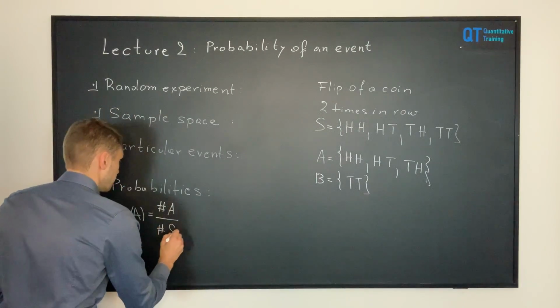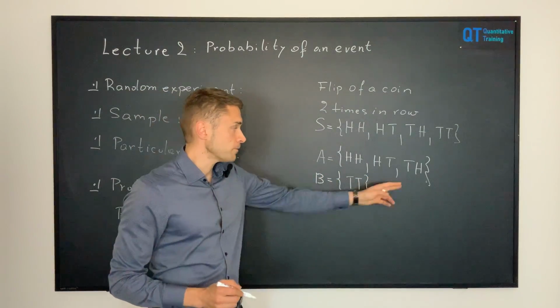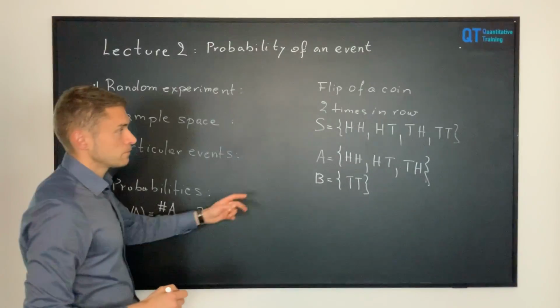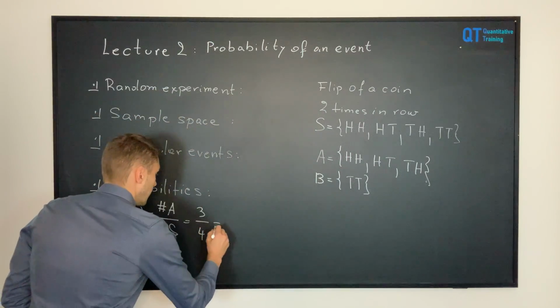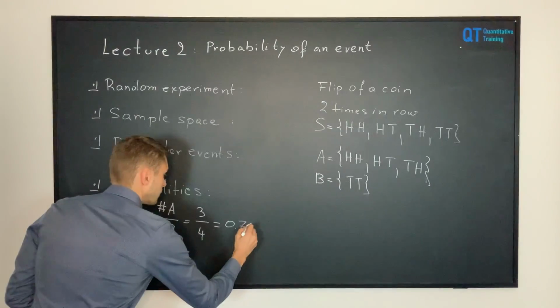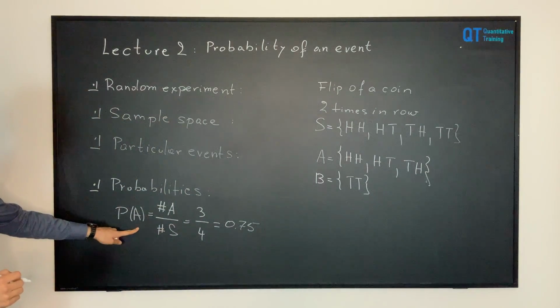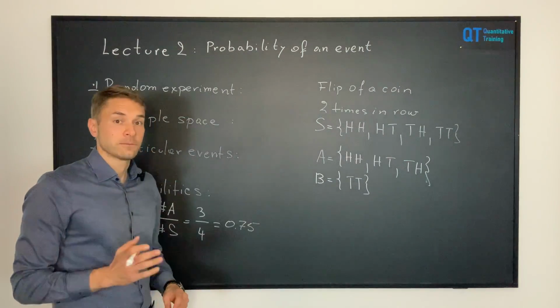So number of S. For A we have 3 different elements, 1, 2, 3. So we put in here 3, and the sample space contains 4 different elements. So here we put the 4. And we obtain 0.75 as the corresponding probability to the question of what is the probability of obtaining the event A. Let's look for the probability of the event B.